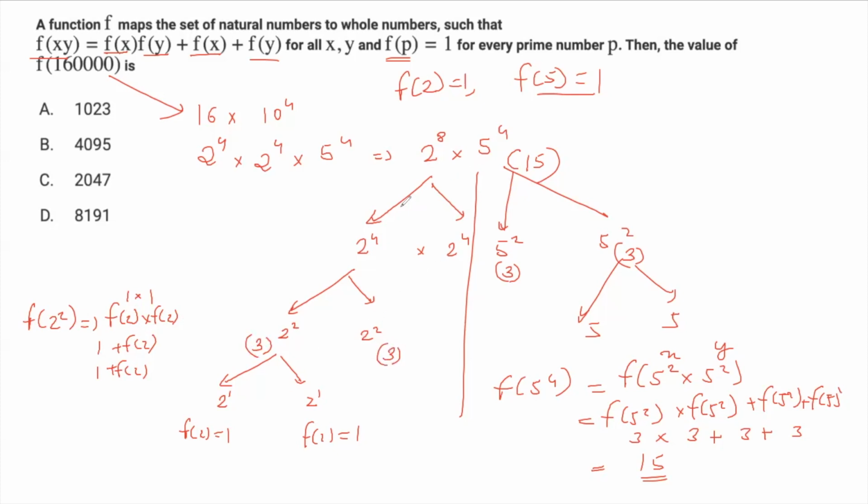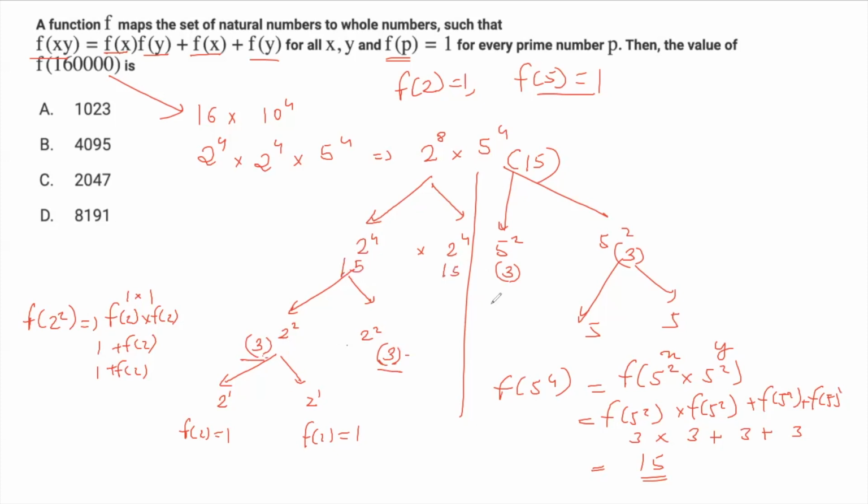Now understand, guys, f of 2 raised to 4 will be found exactly the same way that we have found f of 5 raised to 4, right? It will be 3 into 3 plus 3 plus 3, the sum of these two, adding their product. So 3 into 3 plus 3 plus 3 will give me 3 3s are 9 plus 3 plus 3. Same procedure will give me 15.